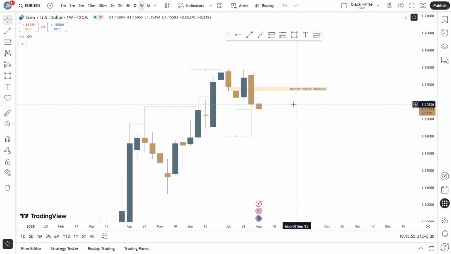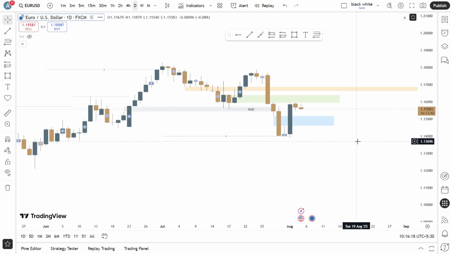sideways to bearish into the market right now because not only this FVG, but we were having this inverted volume imbalance and the price went below and we are currently below this structure. So this will also act as resistance for the price. Let's move to the dailies now.